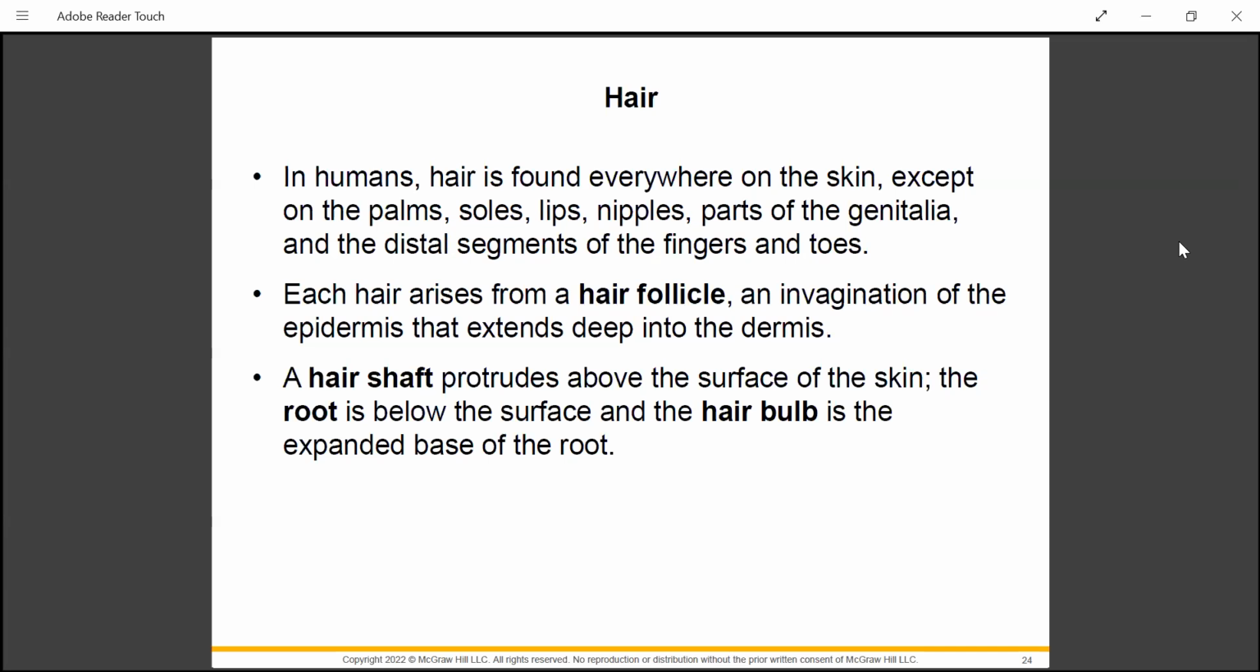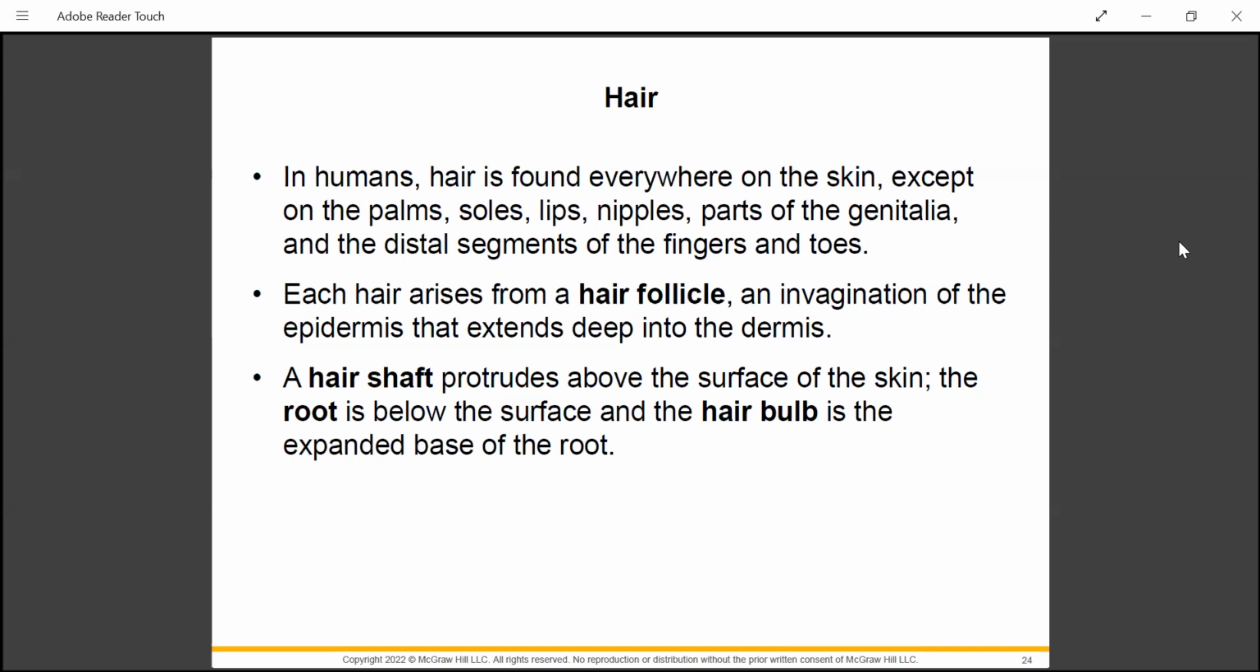We can find hair pretty much everywhere on our skin, save for the palms, the soles of our feet, our lips, our nipples, and certain parts of our genitalia. The distal segments of our fingers and toes do not contain hair either. Every single hair arises from a hair follicle. Your hair follicle is the portion of the dermis or a covering where your hair sits. It's not a part of the hair itself.